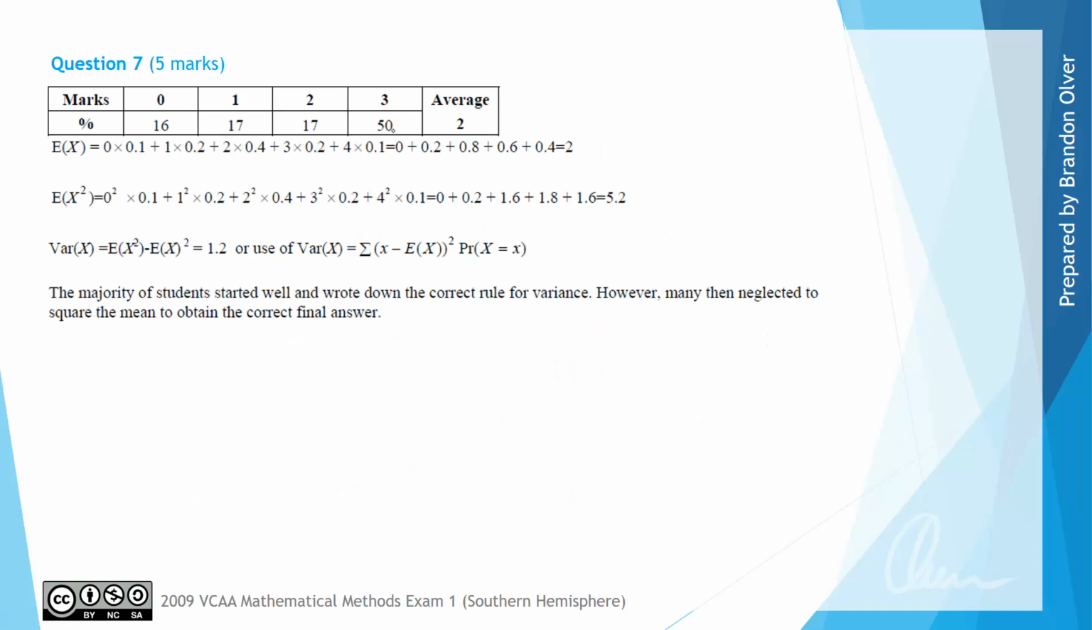So once again, that question was done correctly by around 50% of students, and most were able to write down the correct rule for the variance. However, some of them neglected to square the mean to obtain the final answer correctly. So just keep in mind that that squared term, we need to subtract away 2 squared, otherwise you would get the wrong answer for the variance.